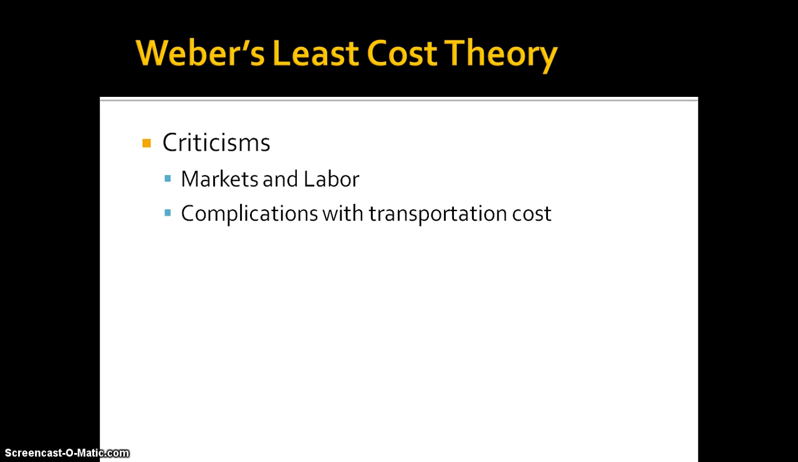And then of course there are also complications with transportation costs. Just like in von Thunen, you're never going to have a situation where transportation costs are fixed. You're never going to have a situation where there's not something that causes transportation to deviate, or a perfectly flat landscape for the transportation to go over. These are just some of the common criticisms of any model, and of course they apply to Weber's model as well.